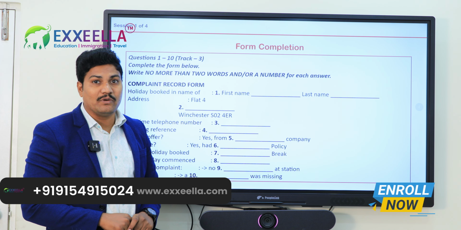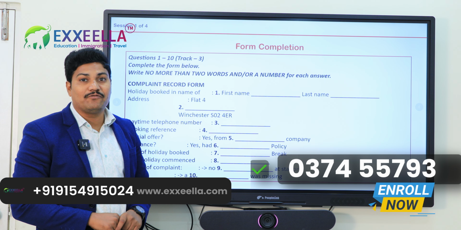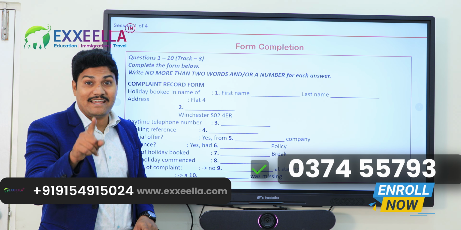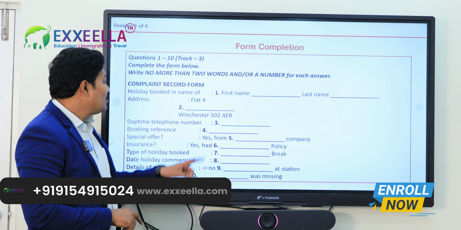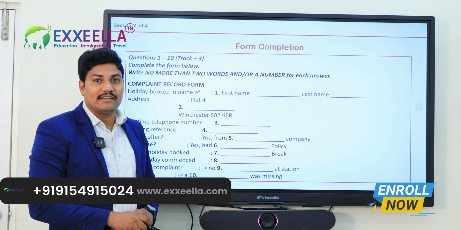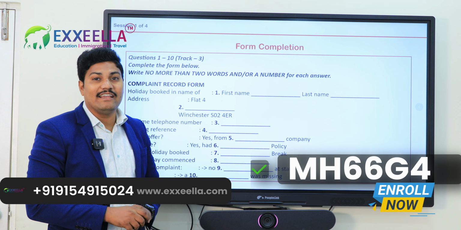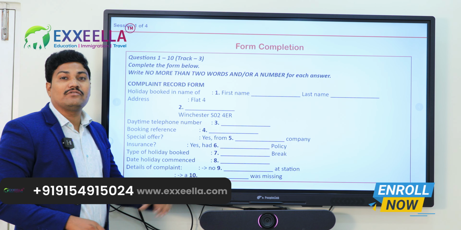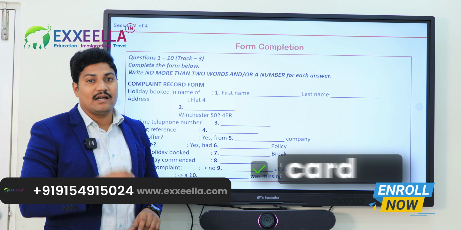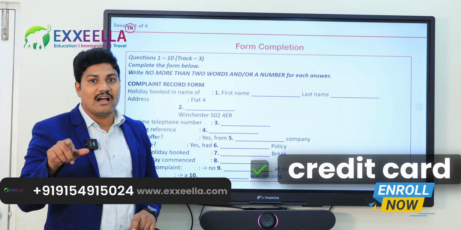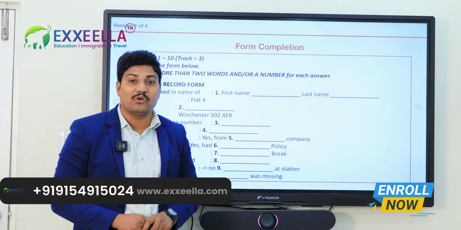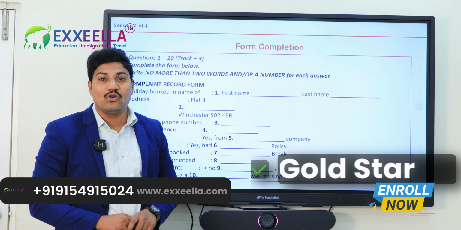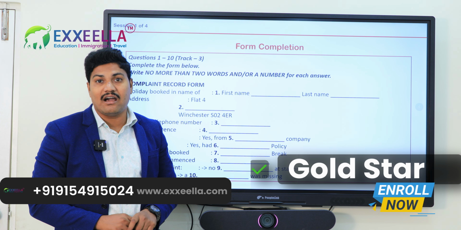And coming to the third one, 0374555793. That is the daytime telephone number. She mentioned 2 telephone numbers. You have to write the daytime telephone number. So that is the third answer. And coming to the fourth answer, MH66G4 is the fourth answer. And coming to the fifth one, the fifth answer is credit card. CREDIT, credit card. And coming to the insurance policy, yes, they had the insurance policy. That is Gold Star, GOLD, Gold STAR, Gold Star.